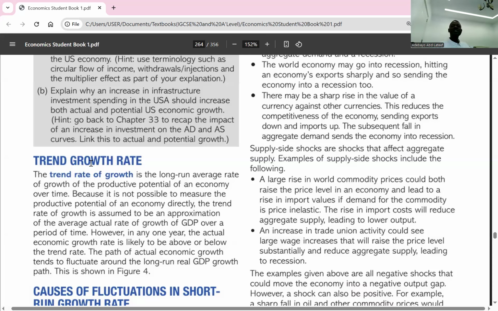An increase in trade union activity could see large wage increases that will raise the price level substantially and reduce aggregate supply, leading to recession. Another reason why we could have a supply side shock is the power of the trade union. If they are so powerful, they can influence government decision. In as much as they can influence government decision, they will be able to influence firms' decision. So if they are able to negotiate for better pay or a conducive working environment for their members, it means the cost for firms would rise. And if the cost for firms rises, it will reduce aggregate supply and lead to recession again. I think it's clear.